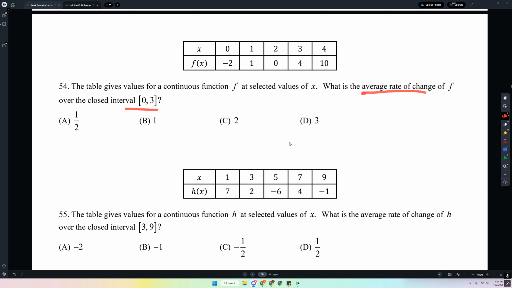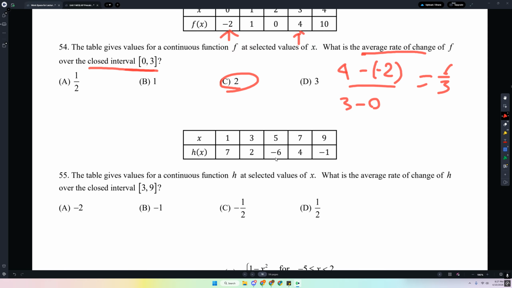Okay, so the way you do these is it says over the closed interval 0 to 3. So we're gonna look only at 0 to 3, at x equal to 0 and x equal to 3. So for this one, we would do y2 minus y1, so 4 minus -2 over 3 minus 0, so 6 over 3 is 2.